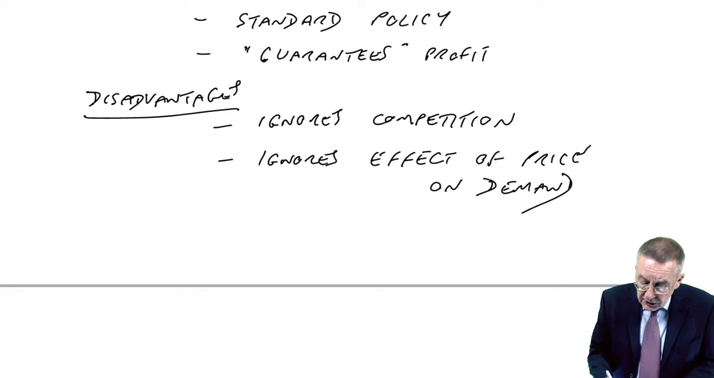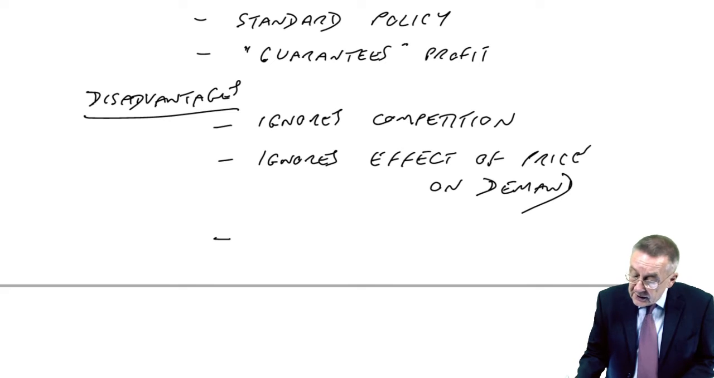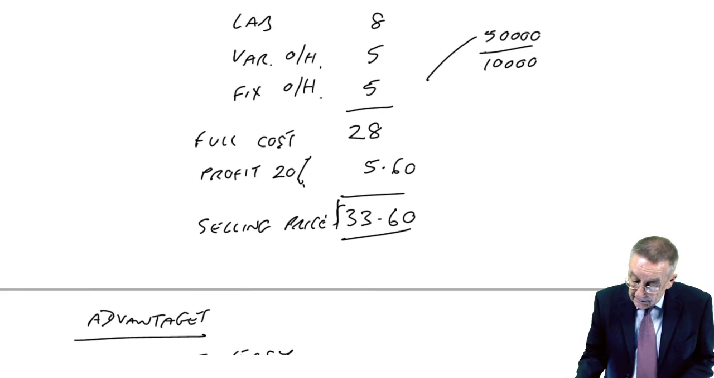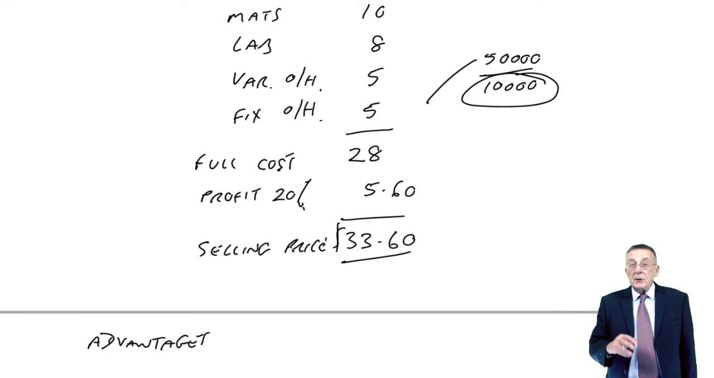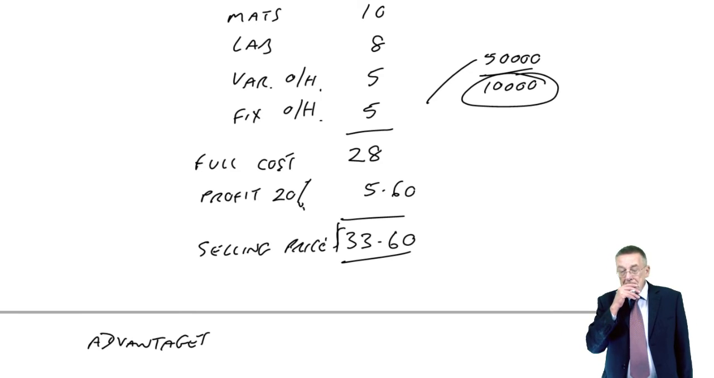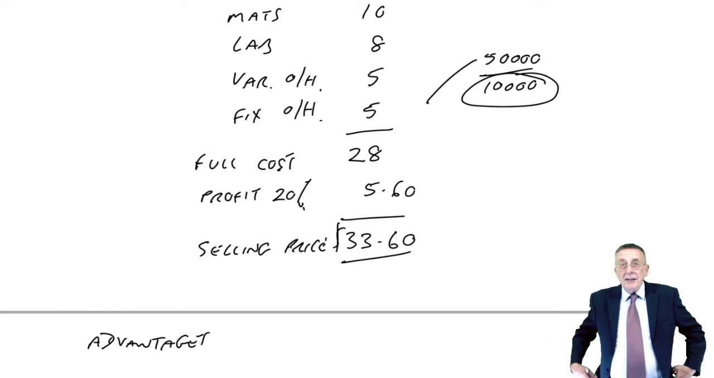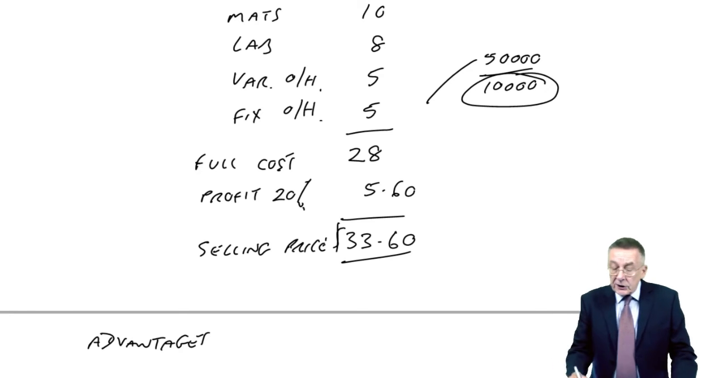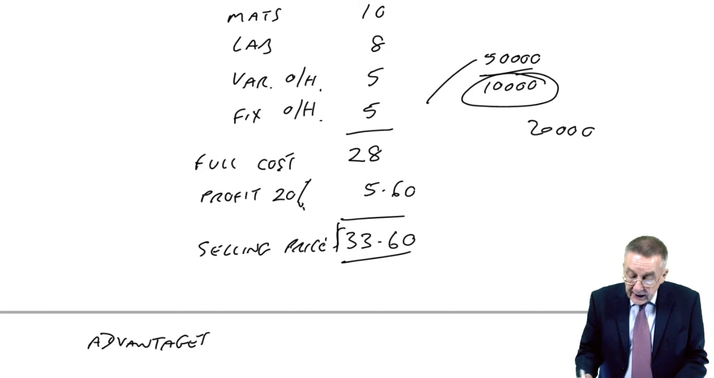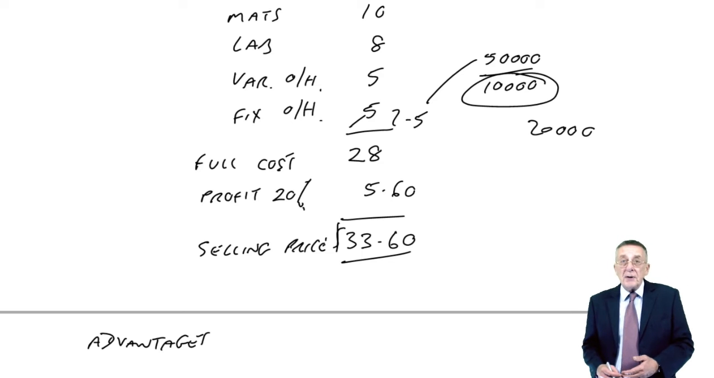Finally, though, a huge problem is this, and it's slightly related to what I said. We've done our costings assuming that we're going to sell 10,000 units. That's the budgeted production. But of course, that's our estimate, it's a budget. What happens if we sell more? If we actually sell 20,000, then of course the fixed overheads only become $2.50 a unit. The cost becomes lower. We could afford to charge a lower price.